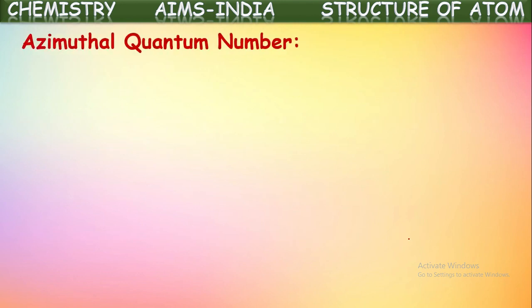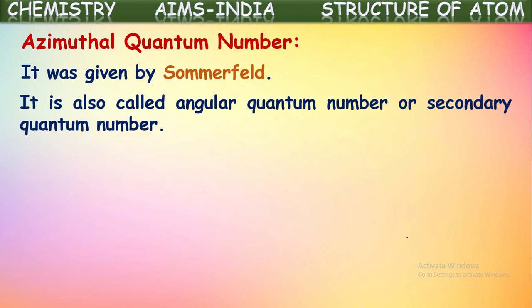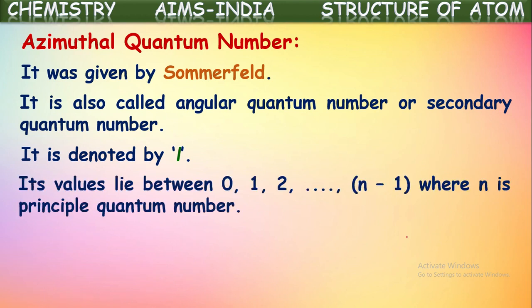The next quantum number is the azimuthal quantum number, also called the angular quantum number or secondary quantum number. It was proposed by Sommerfeld. It is denoted with the symbol l. Its values lie between 0 and n minus 1, where n is the principal quantum number. Its values will be 0, 1, 2, 3 till n minus 1, where n represents the principal quantum number value.